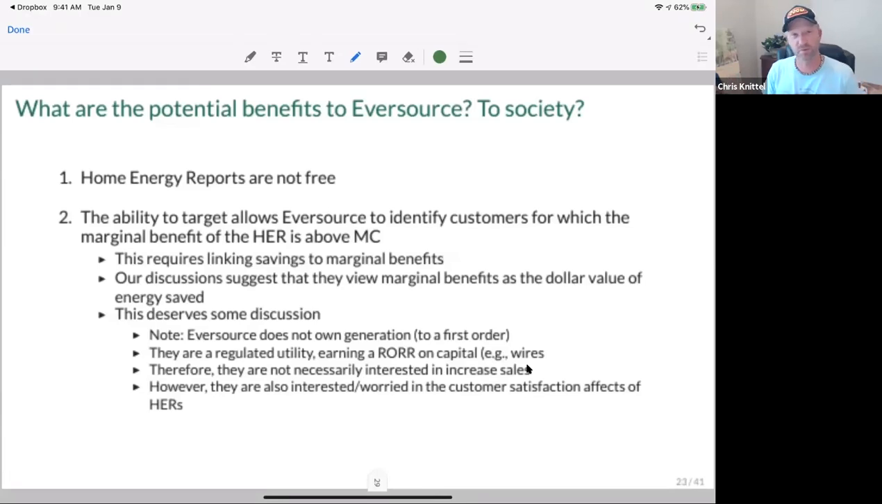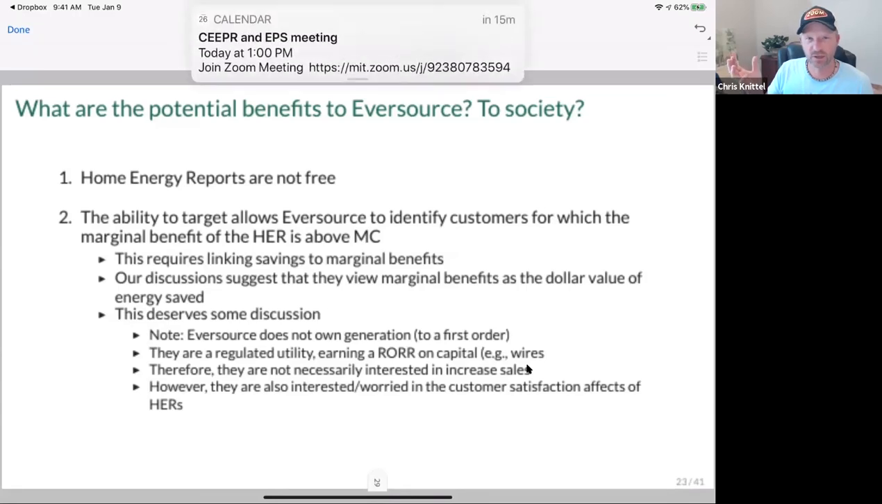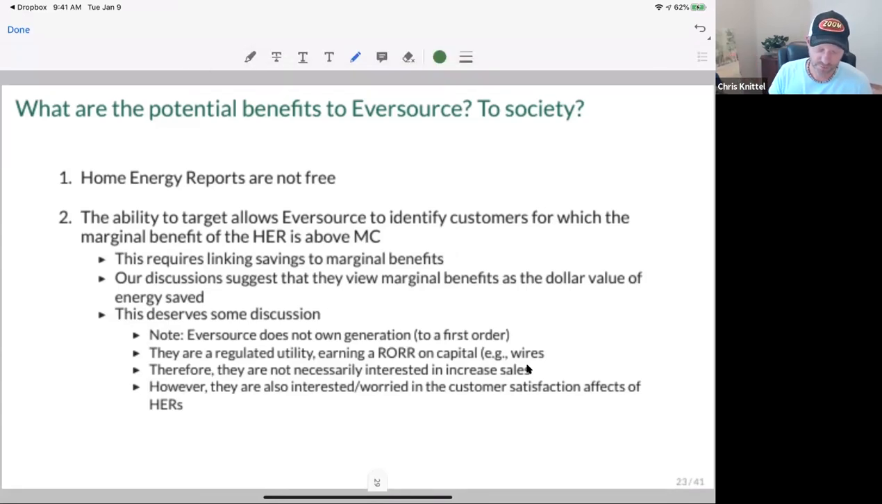They benefit from the regulator counting up how much money they spend on wires, calculating a rate of return, and then allowing them to earn that rate of return. So Eversource has no problem reducing consumption, especially if it's not going to reduce how much wires they have. In the short run, it's definitely not, and in the long run, it may not either. So from Eversource's perspective, or the regulator's perspective for sure, the value of these kilowatt hour reductions is the retail price of the kilowatt hour.